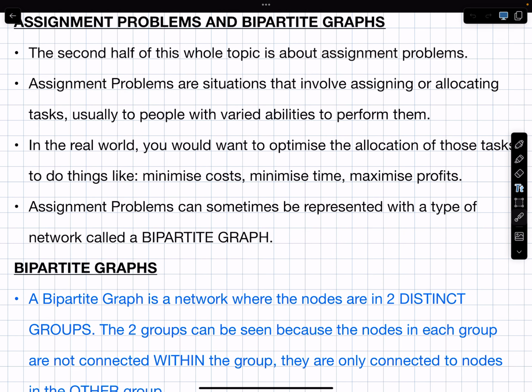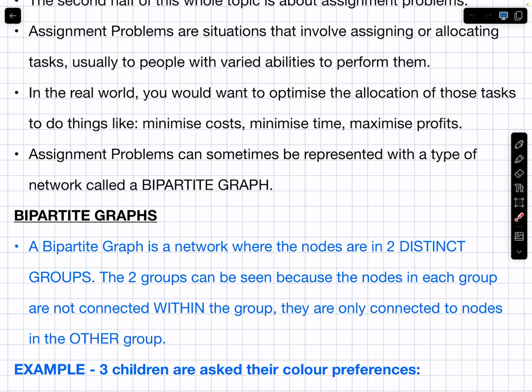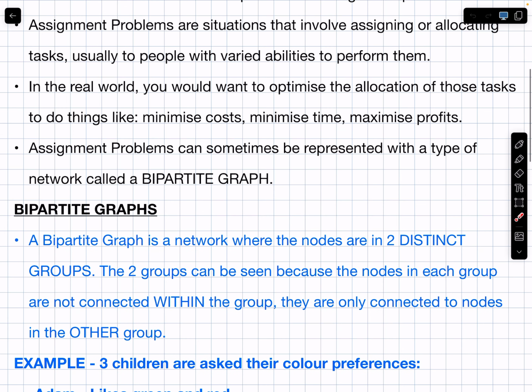So assignment problems are situations that involve assigning or allocating tasks, usually to people that have varied abilities to perform those tasks. In the real world, you would want to optimize the allocation of those tasks to do things like minimize costs. So if you're working at Macca's or something, they would put people on to minimize the costs. What you'll notice is if you're approaching 18 years old, when they have to pay you a little more, they're going to probably prefer to give you fewer shifts, even though you know what you're doing, because they would rather pay someone less who can barely do what they're supposed to do, because it just works out for them in the end. All right?